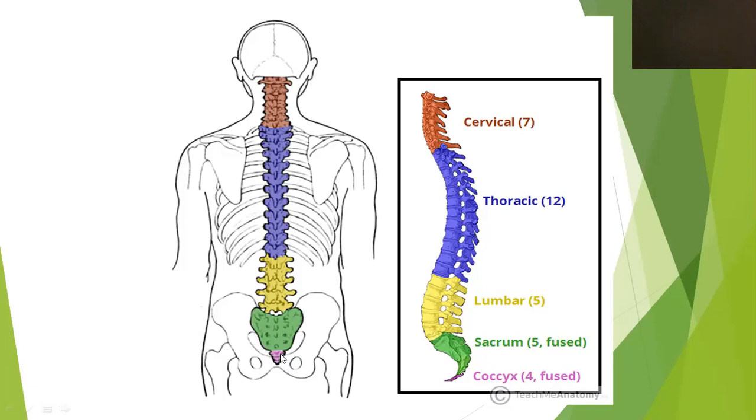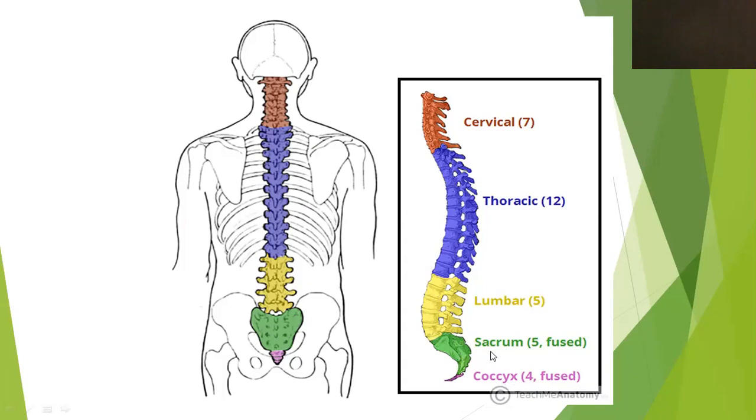Then below the sacrum, we can see another bony piece, that one is the coccyx. Coccyx is made up of 4 coccygeal vertebrae. 4 coccygeal vertebrae join together to form the coccyx. So these are the 26 vertebrae. The vertebral column is made up of these 26 vertebrae.